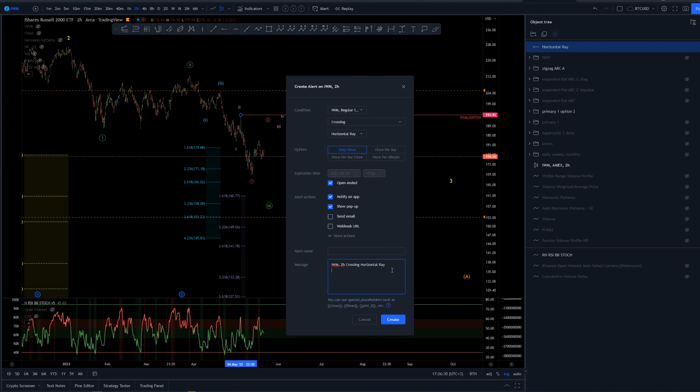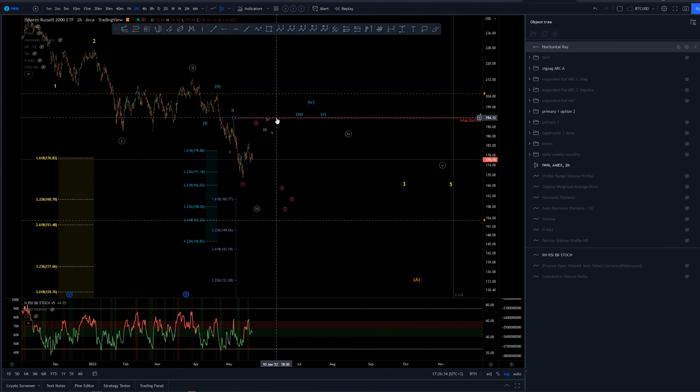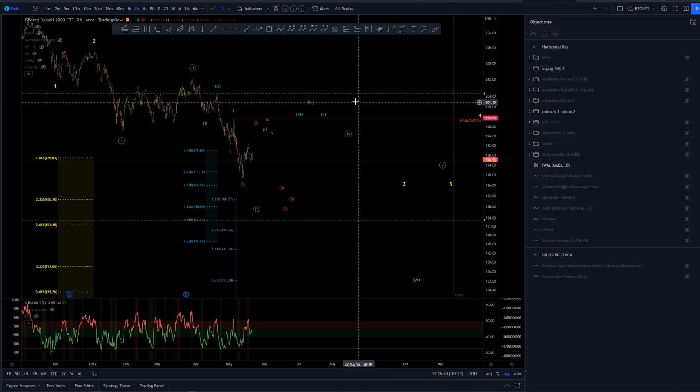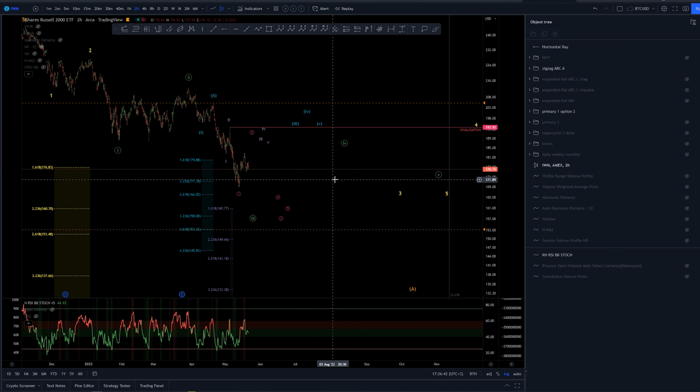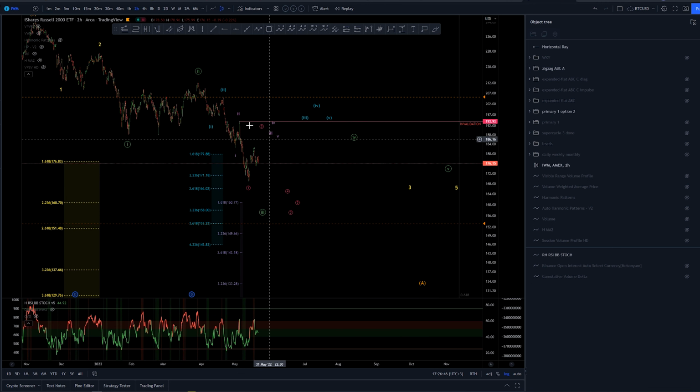Let's see what we have here. I'll just set the alarm later. But invalidation point around the $194 area, at least on iShares Russell 2000, depending on the asset you're trading. Russell 2K depends on the value, of course.